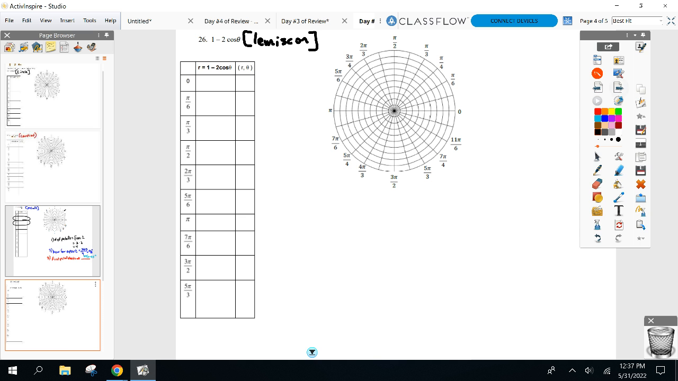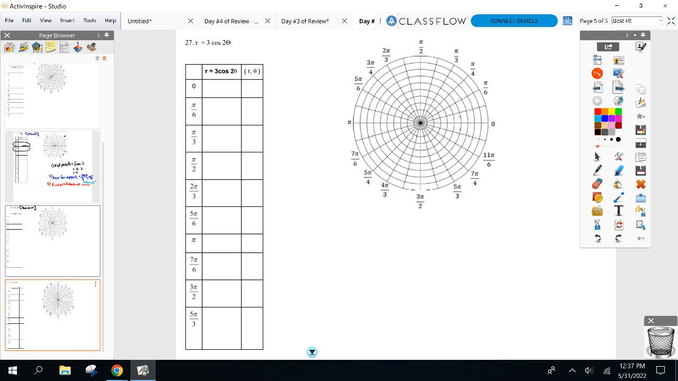And then finally, I think I have one more. 27, what's this going to be? A petal. Why? Because there's a number in between. Yep. That's not 1. And I'll let you get after that one.